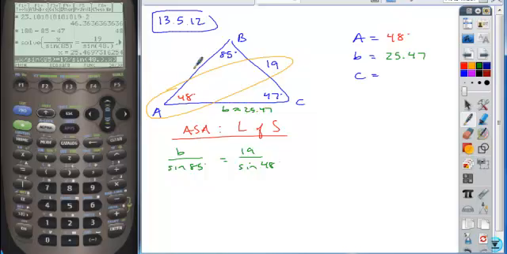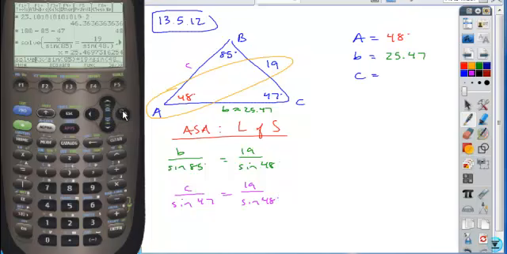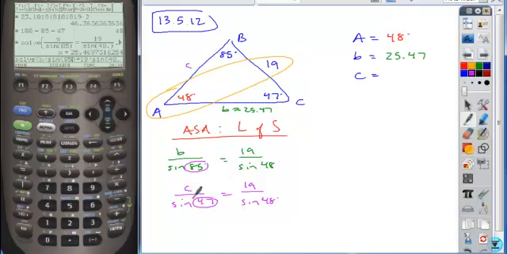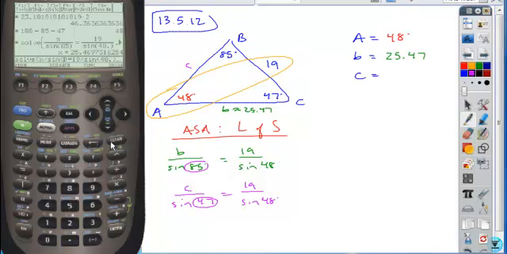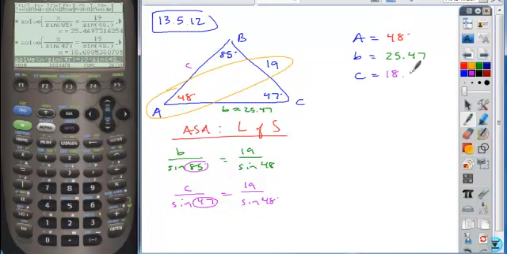Okay, and then when we find c, the only difference when we set up the equation to find c is c over the sine of the angle opposite it, 47 degrees, but it's set equal to that same known ratio. And so if I just go into my same calculation right here, the only thing that's different between these two equations is this. So if I change this 85 to a 47 and hit enter, I get my other value for c, which is 18.7. And those would be my solutions.